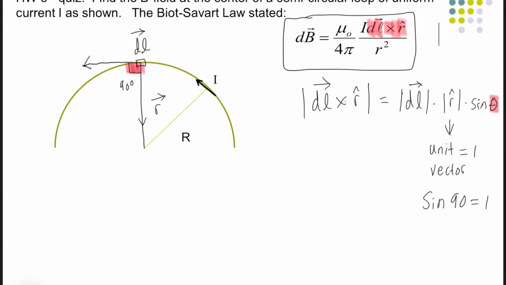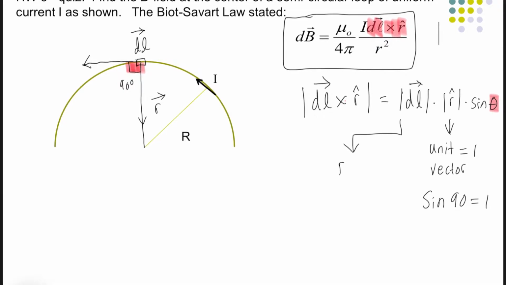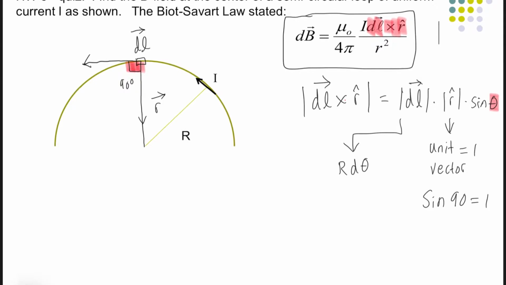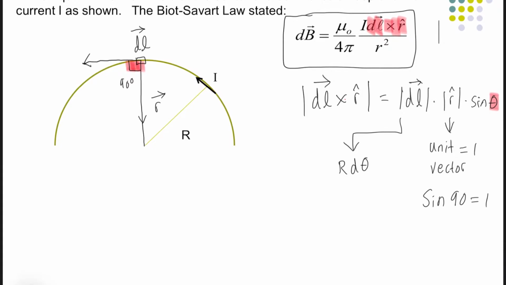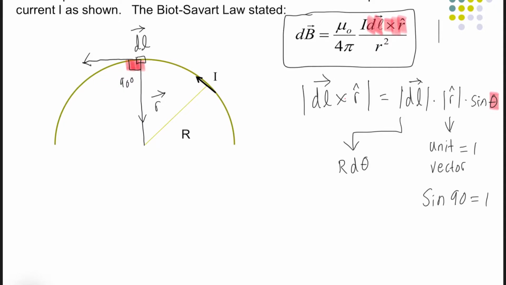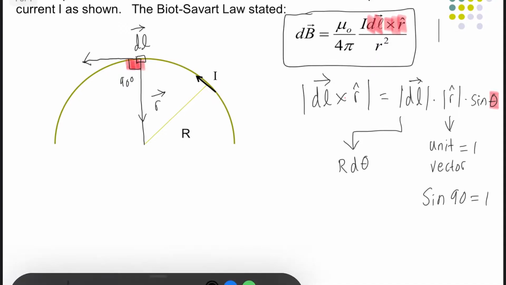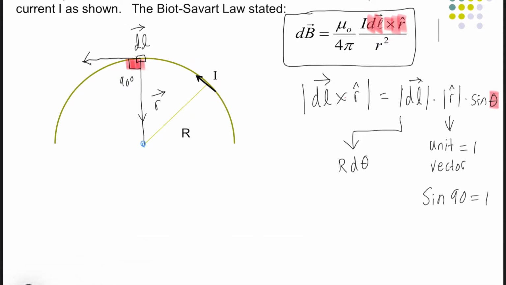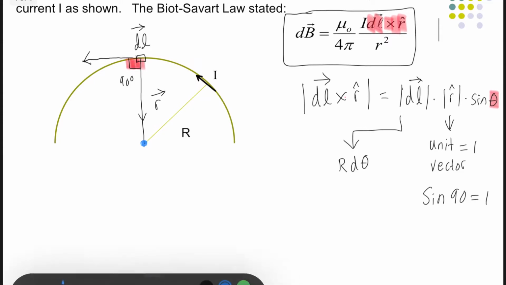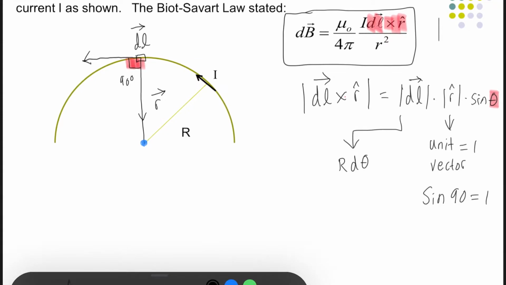And then our dl can be defined in terms of r d theta. R d theta is the arc length of our circular loop, whereas the r vector is a distance vector defined from the current element to the point the B field is being calculated. So if our B field is right here, then our r vector is the distance away from our element, or our current, up here.